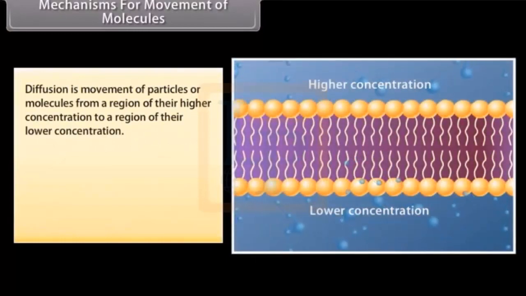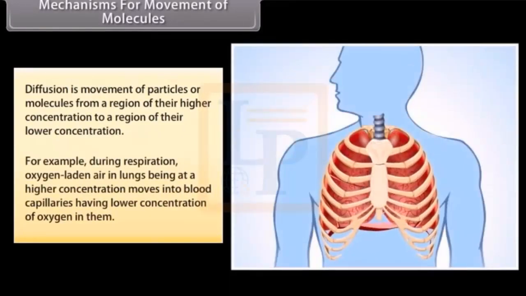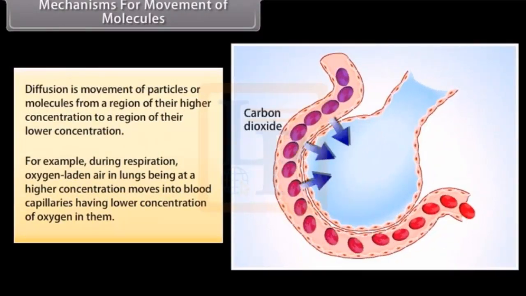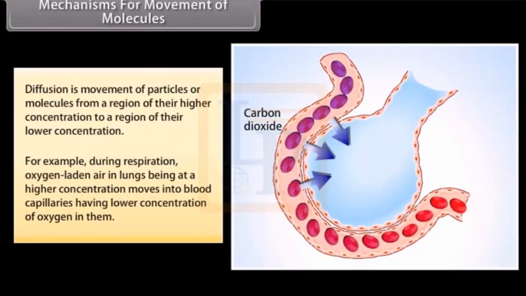Diffusion is movement of particles or molecules from a region of their higher concentration to a region of their lower concentration. For example, during respiration, oxygen-laden air in the lungs, being at a higher concentration, moves into blood capillaries having a lower concentration of oxygen in them.